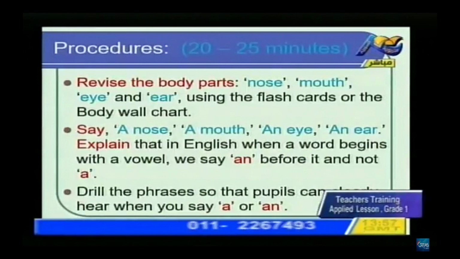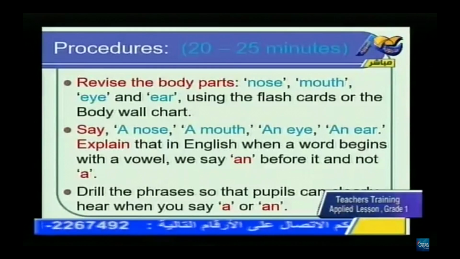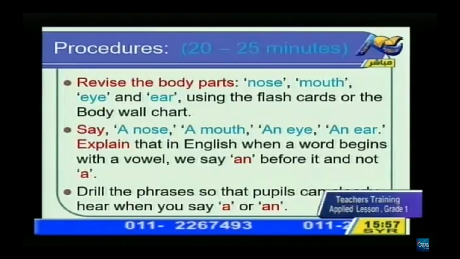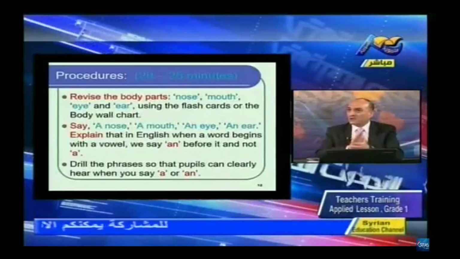But he can, by using a strategy which is called choral repetition, ask the students to repeat after him. When I say, for example, an ear, but when I say head, I say a head. This is what I was going to say. So they will later distinguish that when he says head, he mentions a, not an. So they will notice by themselves without mentioning any grammar at all.